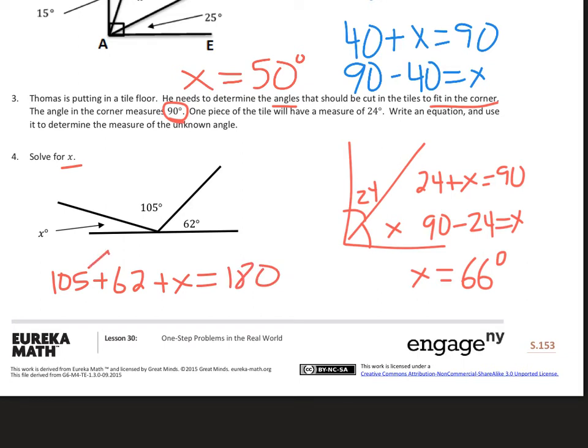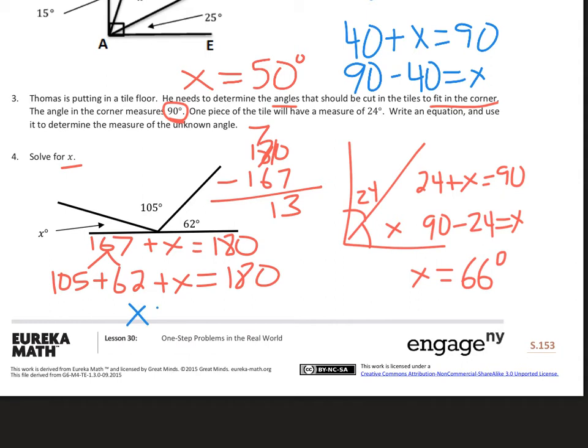And when we combine these two, that's going to give us 167 plus x equals 180. And now we're just going to do 180 minus 167, and that will give us our x. So our x equals 13 degrees.